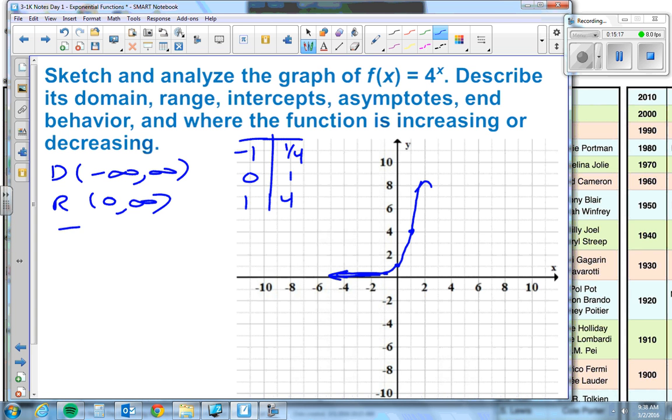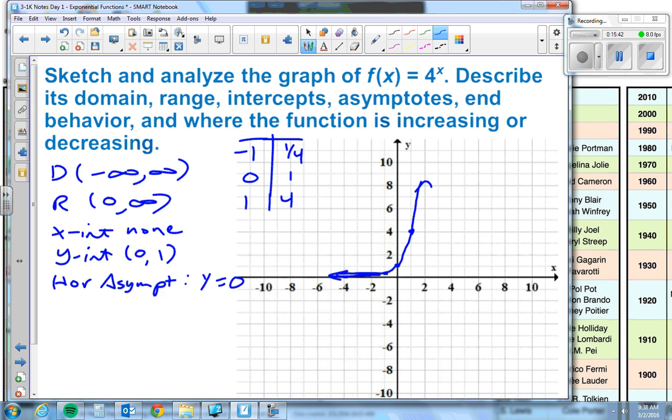Intercepts. Well, this one's easy. It has no x-intercept. The y-intercept is 1, obviously. Asymptotes. And I'll abbreviate that from now on. I mean, like HA is what I normally put for horizontal asymptote. It's just y equals 0. It's the x-axis, right?